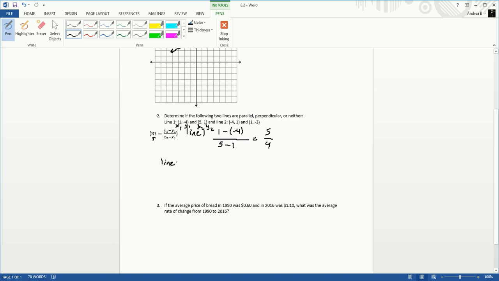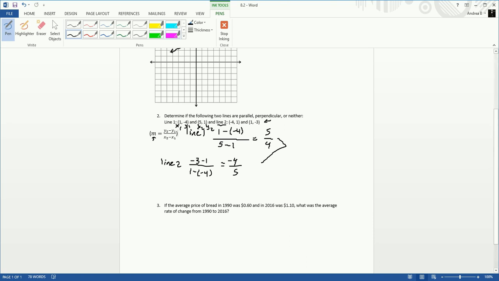For line 2, you do the same sort of thing, just using the values that we have in this case for our line 2. So here we would have -3 minus 1 over 1 minus -4, which is equal to a -4 over 5. So here in this case, we definitely don't have the same slope. They are two different slopes, so it can't be parallel. So that one is out.